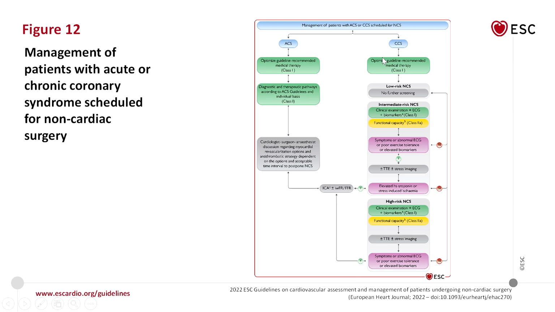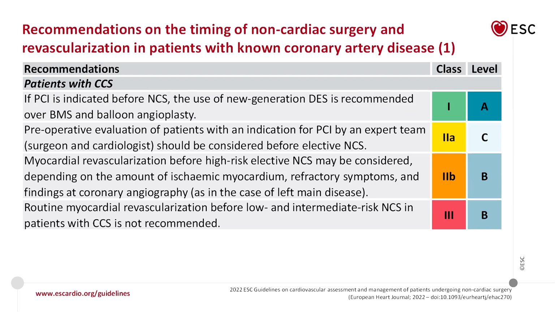If the patient is having chronic stable angina, then chronic coronary syndrome, then optimize the guideline-directed therapy. And we can do clinical examination, ECG, biomarkers before in intermediate risk. And we can do the functional capacity test also. And similarly in high risk also, we can do the similar things: ECG, biomarkers, clinical examination, echo and stress imaging.